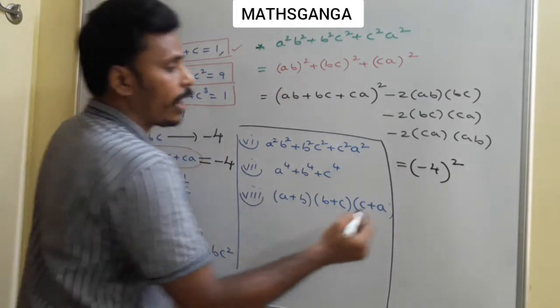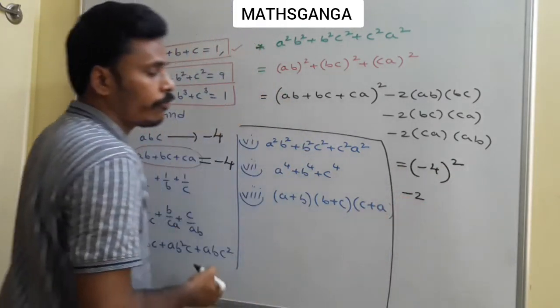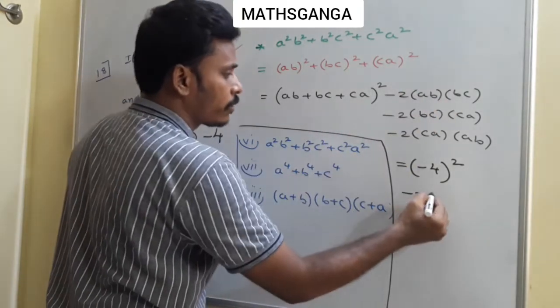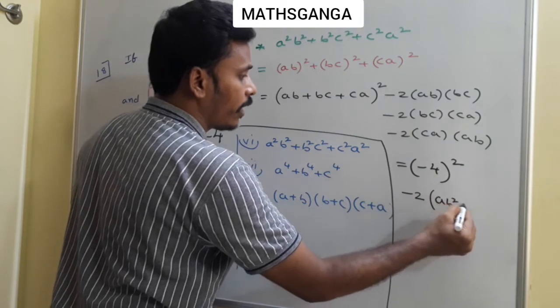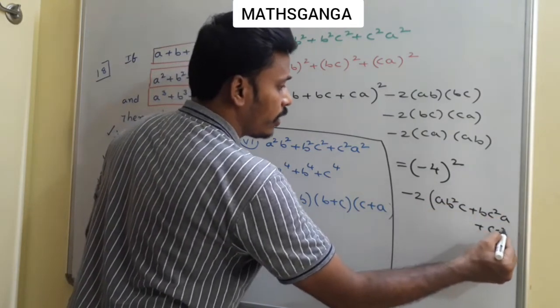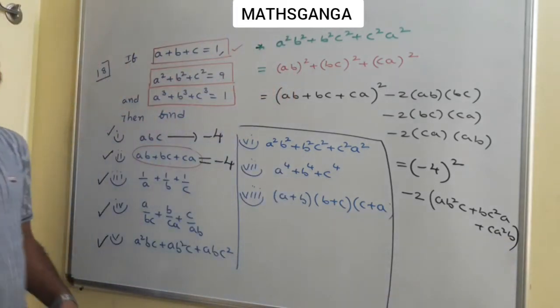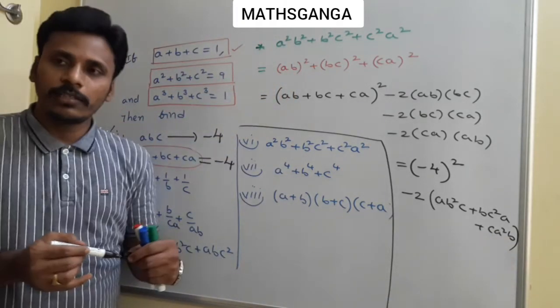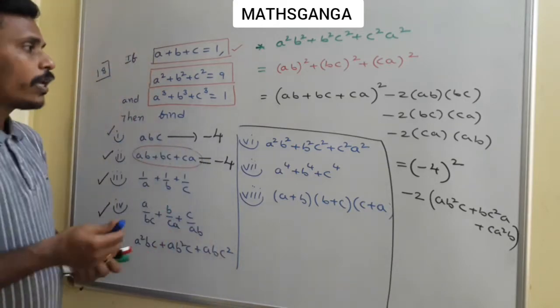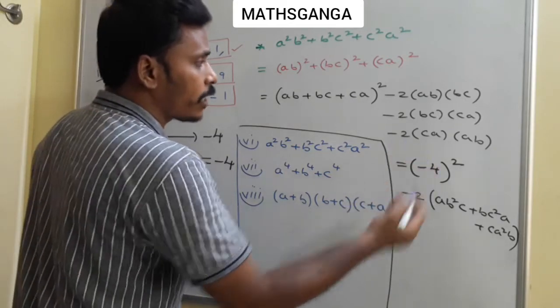And minus 2 times, if you take out this minus 2, in the bracket we will get ab square c plus bc square a plus ca square b. You just think about it. Don't look there, you need to think. So ab plus bc plus ca whole square is minus 4 square.